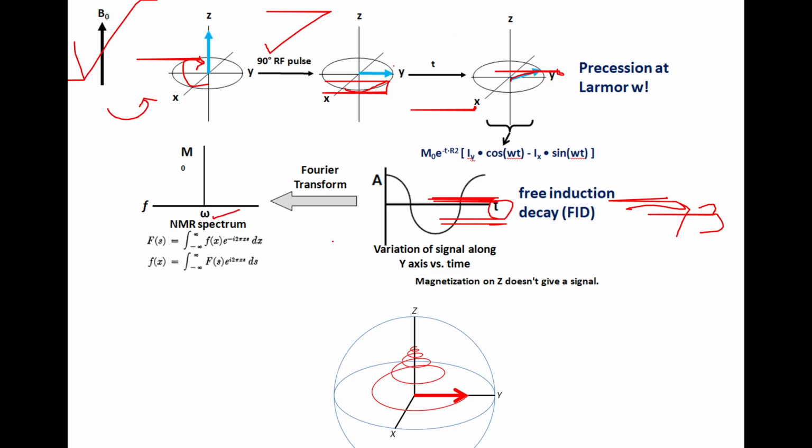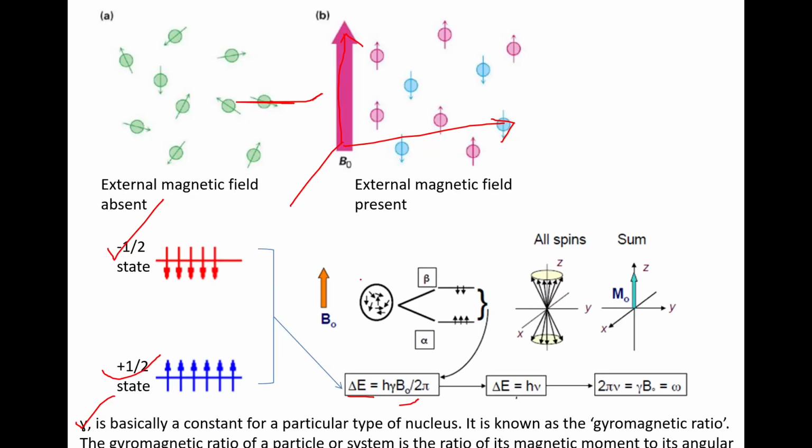You will now learn something about the Larmor frequency. The Larmor frequency is that frequency by which this magnetic vector or magnetic moment is actually precessing in the xy direction. And omega is the frequency which is required to cross this energy barrier. So this energy is associated with a frequency, that is h nu. So this nu is the Larmor frequency.